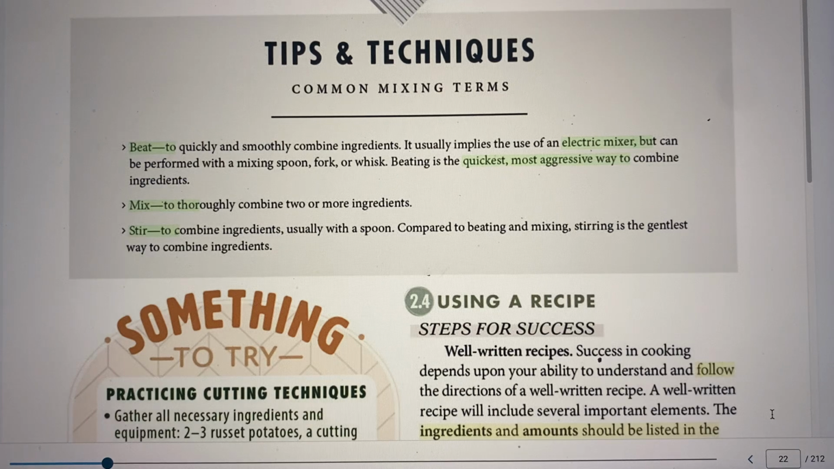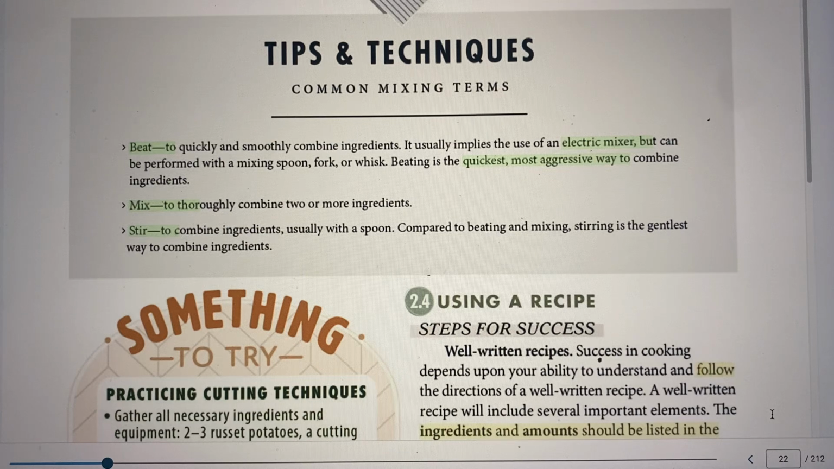To beat is to quickly and smoothly combine ingredients. It usually implies the use of an electric mixer, but can be performed with a mixing spoon, fork, or whisk. Beating is the quickest and most aggressive way to combine ingredients. When I say beat, I think of mixing with an electric mixer. Mix is to thoroughly combine 2 or more ingredients.